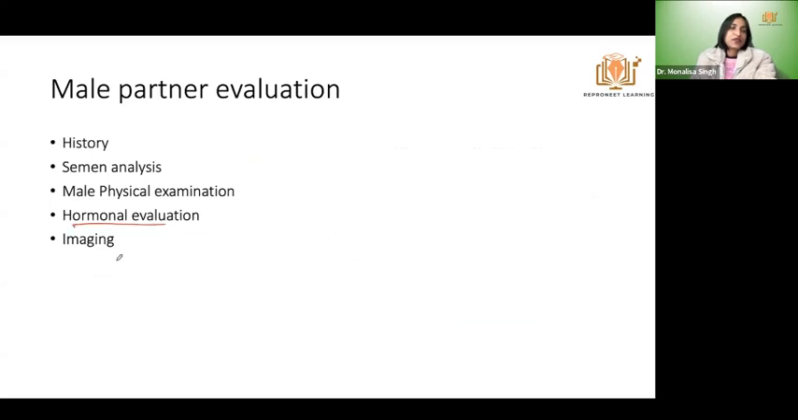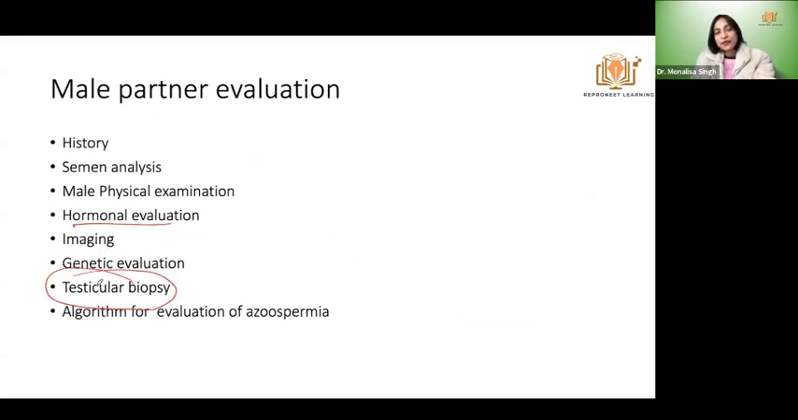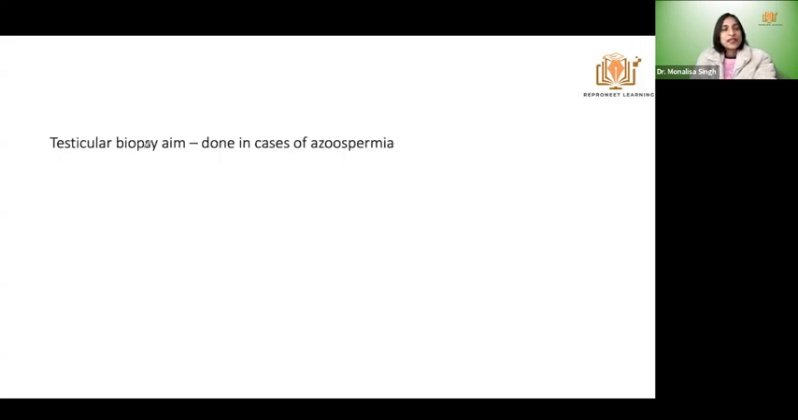So we've talked about hormonal evaluation. Now I think we'll be talking about testicular biopsy. When do you need a testicular biopsy? Testicular biopsy is done in cases of azoospermia. Its aim is not only diagnosis, its aim is also to procure spermatozoa for ICSI.